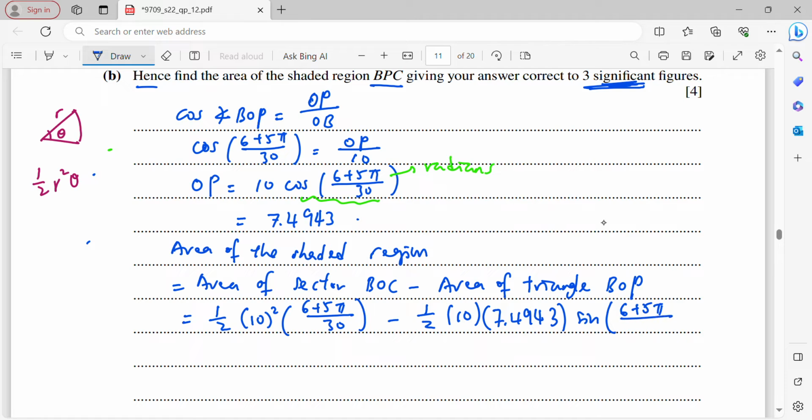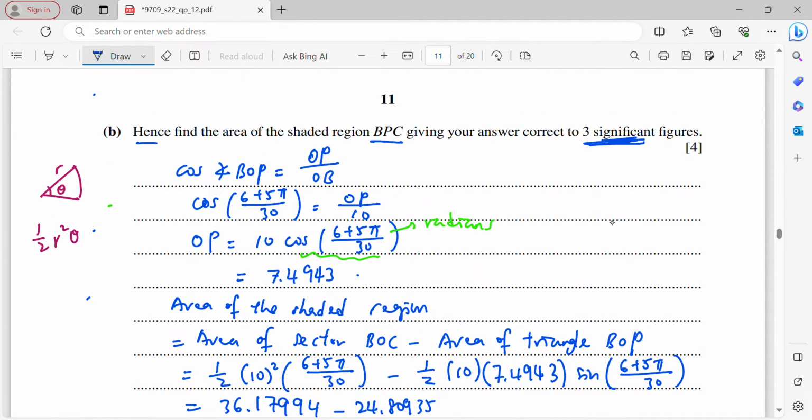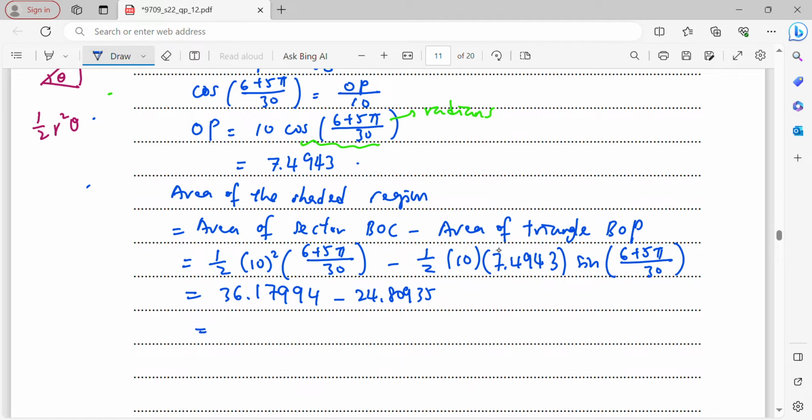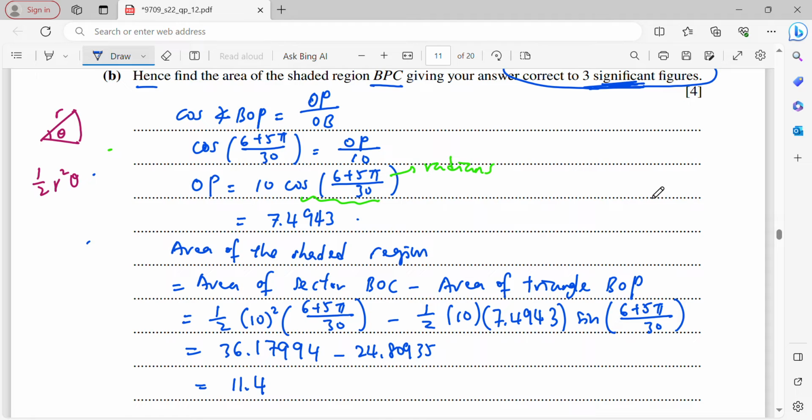So when you calculate all this, okay, the first one is going to be 36.17994. I give more decimal places here. Now, the next one is going to be 24.80935. Now, look at the final answer. It will be correct to 3 significant figures. So now you calculate and round up. I will get 11.4. So that is the area of the shaded region.